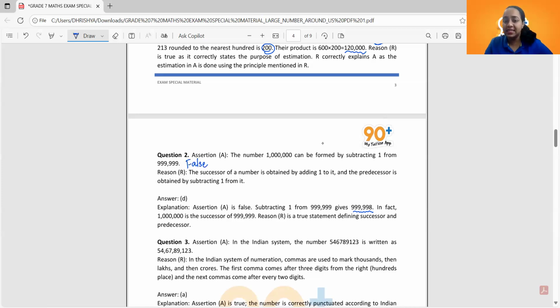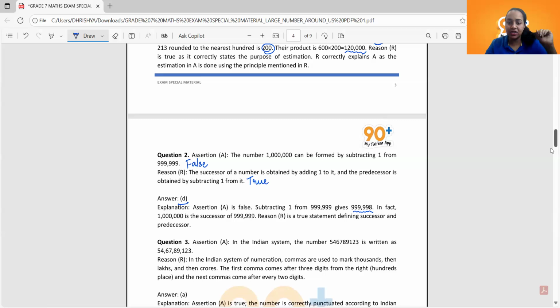Now the reason. Successor. What is a successor? You add 1 to it. So that's true. Predecessor, you subtract. So the reason is actually true. So the assertion is false and the reason is true. The option is D. Okay.